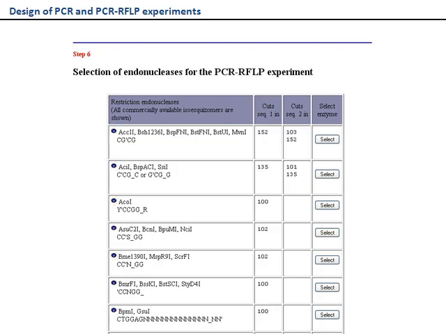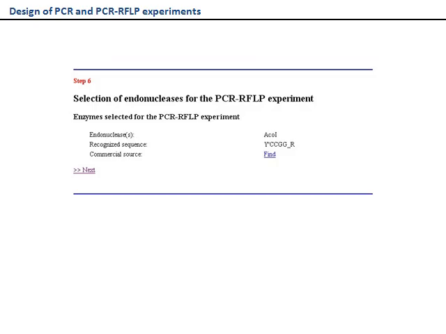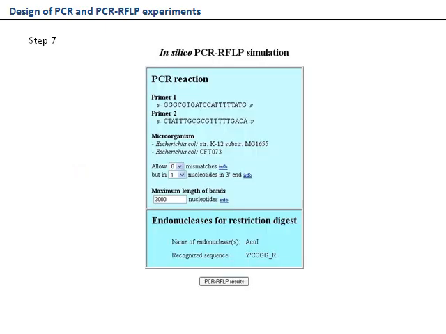We will select one of the available enzymes, or groups of enzymes, to continue. In this example, we will choose the endonuclease ACO1. The service will show the selection, and clicking the next link will allow us to jump to step 7. In this step, a PCR-RFLP experiment is simulated.